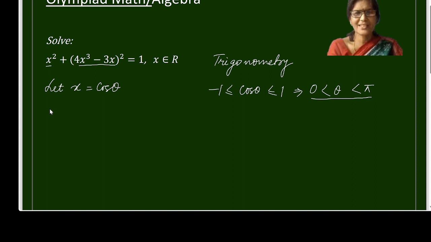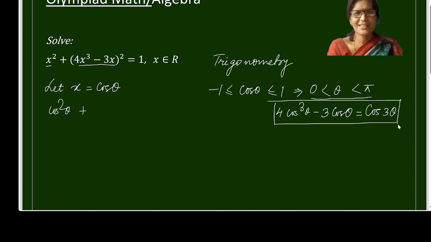So this expression now becomes cos² θ plus, now take care of this, (4 cos³ θ − 3 cos θ), which is nothing but cos 3θ. This is the formula we have to apply here, so that I can get a simplified equation. So (cos 3θ)² is equal to 1. So cos² θ + cos² 3θ = 1.